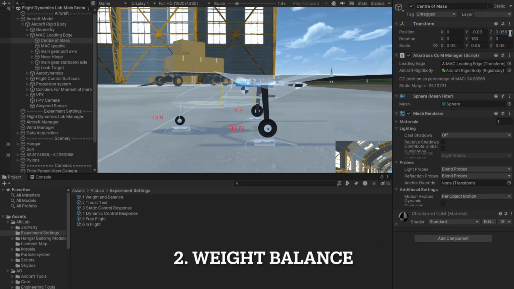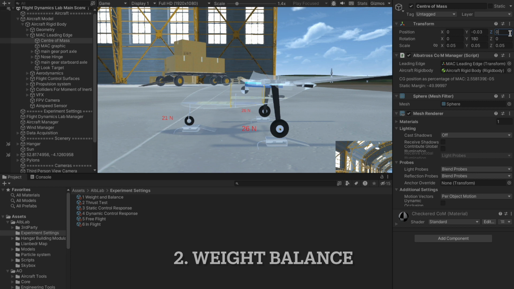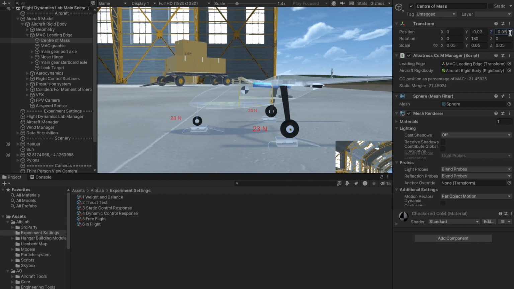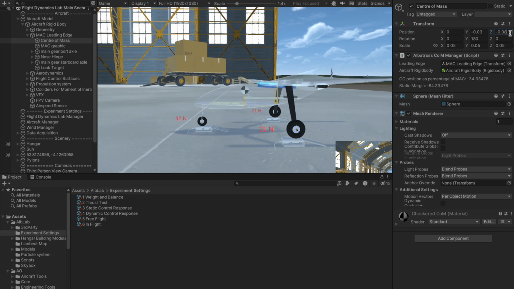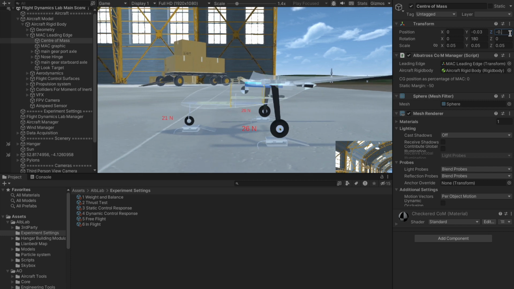The initial assessment focuses on the Albatros's weight and balance. In the video, a highlighted circle represents the center of gravity, CG, and the blue bar behind it denotes the mean aerodynamic chord. The longitudinal axis extends in front, and moving it forward shifts the CG backward, and vice versa. The simulation used the Flight Dynamics Lab Manager for this evaluation.